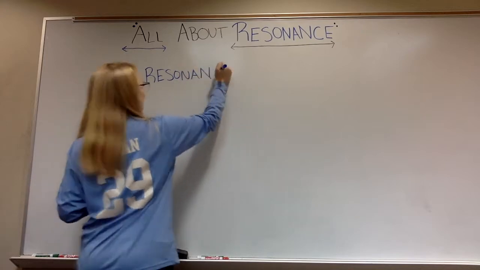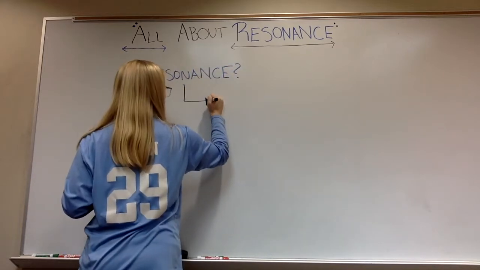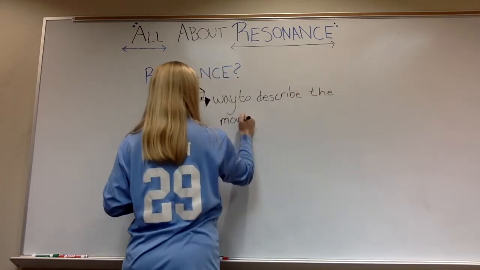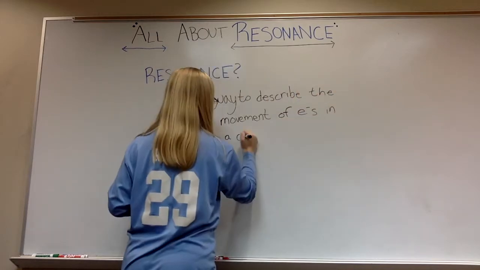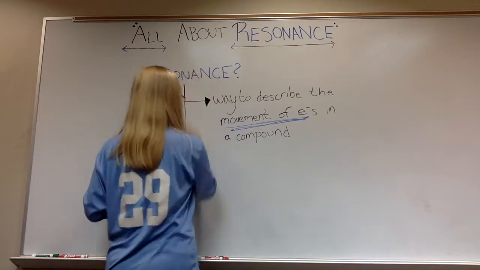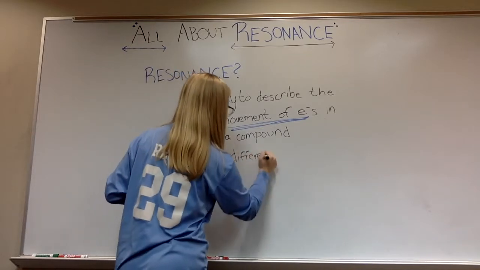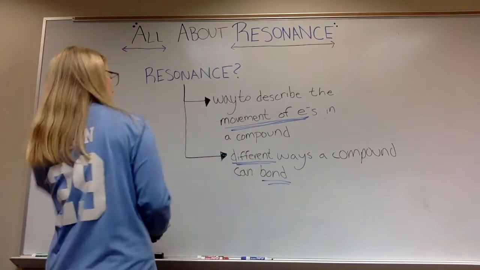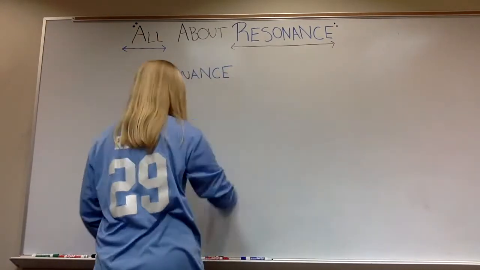So what is resonance really? Resonance structures are simply a way to describe the movement of electrons in a given compound. This is because there are different ways a compound can bond through its electrons. Later on, we'll talk about resonance hybrids, which is basically just an average of all of the resonance structures.